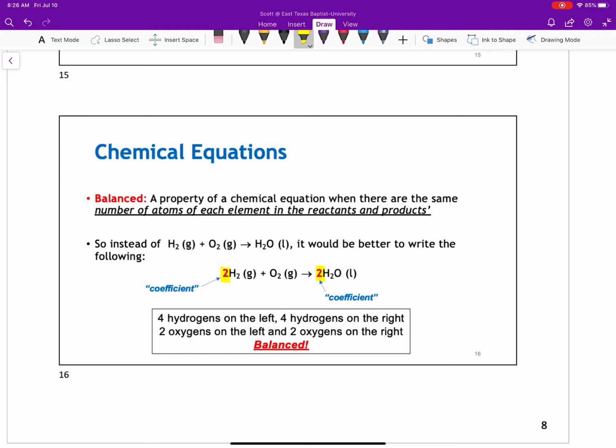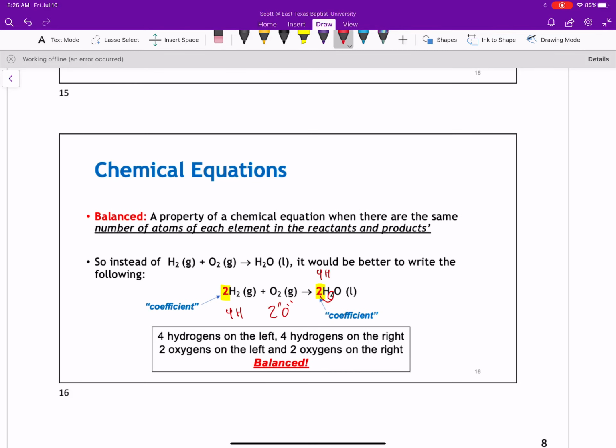water. Now what this causes is 4 hydrogens right there, because 2 times H2, 2 oxygens. And then right here we have 4 hydrogens, because of the 2 times that 2 subscript. And then we have 2 oxygens.